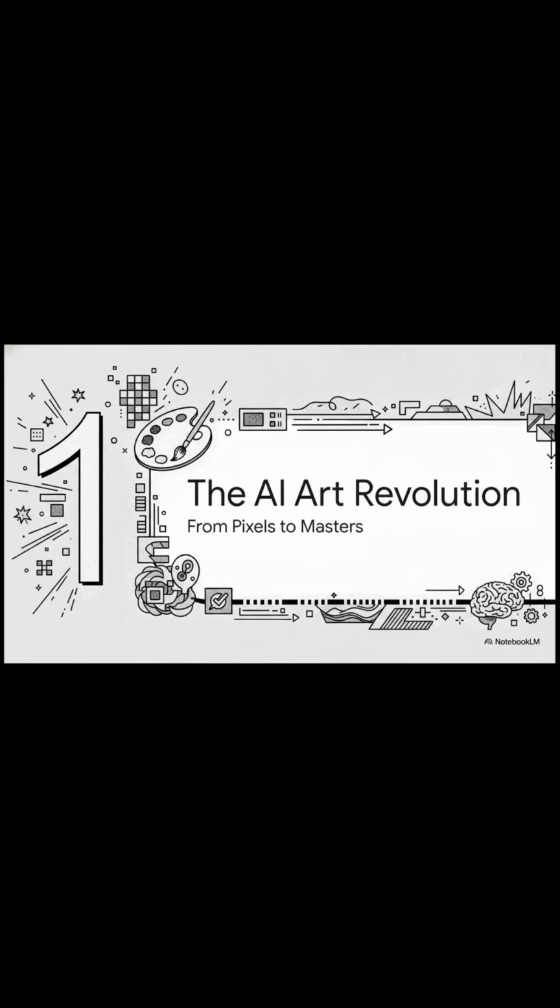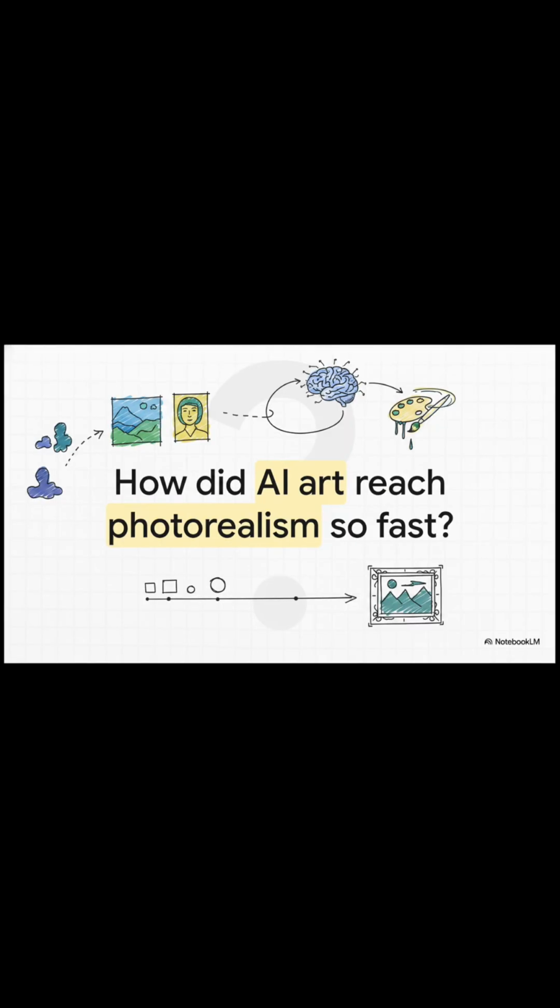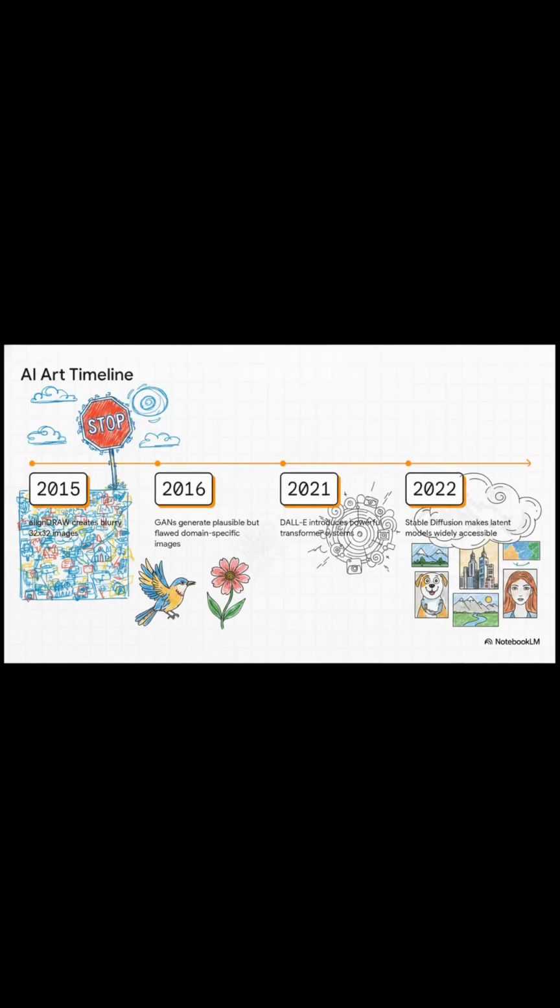The AI art revolution, from pixels to masters. You know, it really feels like AI art just appeared out of thin air overnight. But how did we actually make that massive leap? How do you go from tiny, completely unrecognizable blobs to high-end photorealistic masterpieces so fast? Well, to understand that, we need to look at the timeline. The breakneck speed of innovation here is honestly staggering.